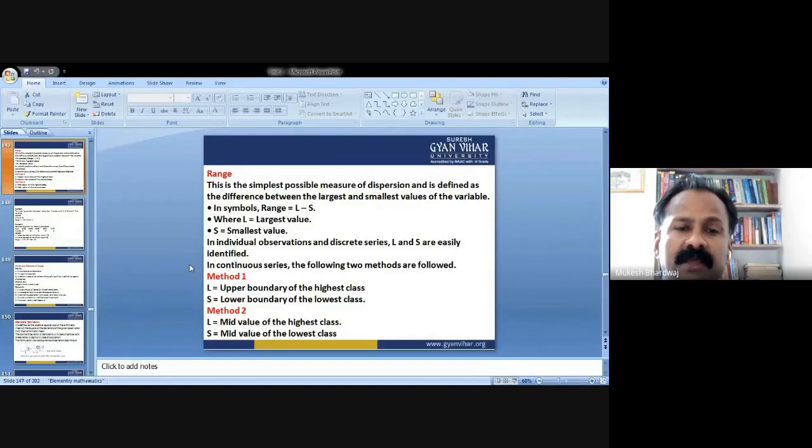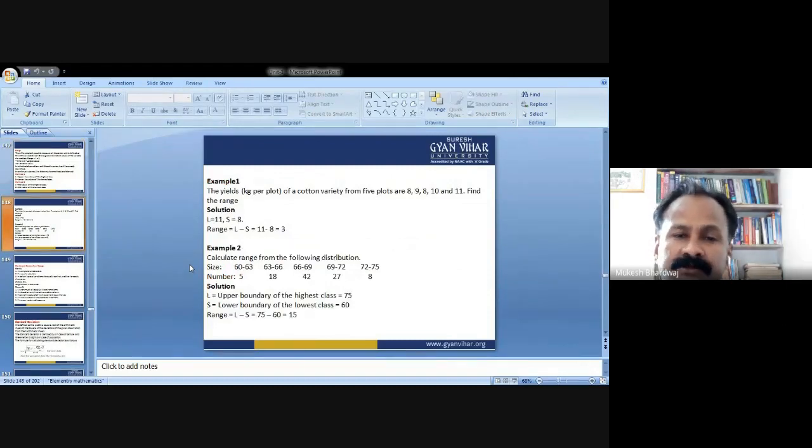We do not have any problem identifying the smallest and largest value, but in continuous, discrete type or class distribution type data, you need to get the lowest and largest value according to the given methods. Just make a note of it. Now see the example based on range. The yield is given in front of you.